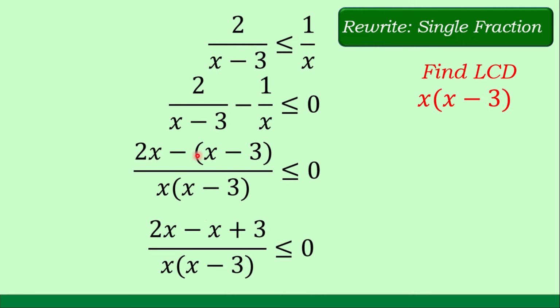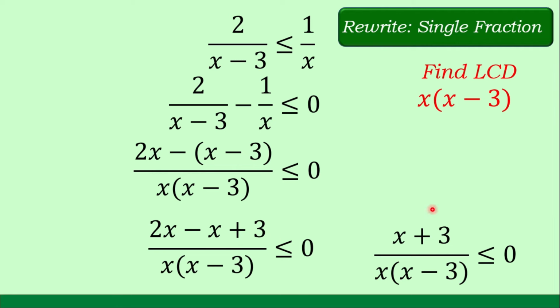Let's look at this. I copied 2x minus x because that's negative times x. You have negative x here. Negative times negative 3 will give you a positive 3. And I copied the LCD or the denominator and the rest of the inequality. Now, after that, we are going to combine like terms. We have 2x minus x, which gives x, plus 3 because I copied plus 3. So again, it's x plus 3 in the numerator divided by x times the quantity of x minus 3, less than or equal to 0.